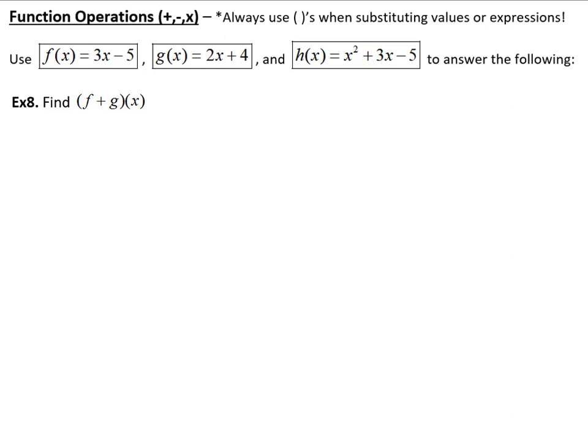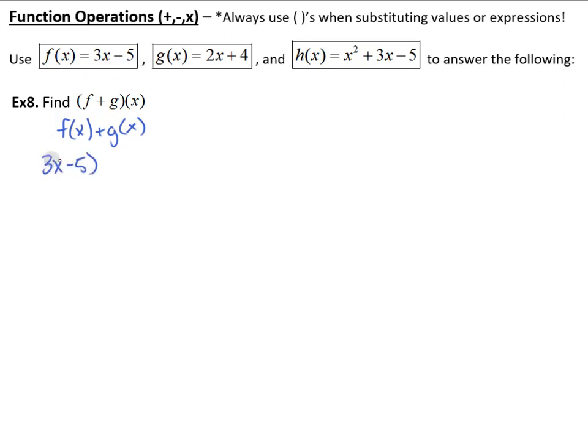Okay, so our first one wants me to do an operation with our functions. In this case, you can tell here that it wants me to add f of x and g of x. So this is some notation I'm not a big fan of, but you do see this notation a bit. And what this really means is exactly the same as f of x plus g of x. Just add our 2 functions together. So what we're going to do is we're going to substitute in for f of x, 3x minus 5.